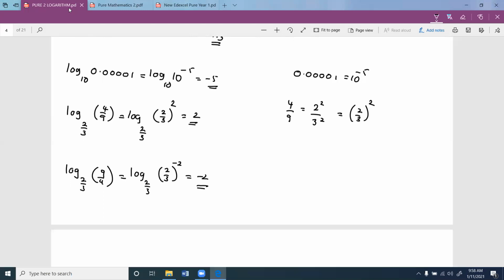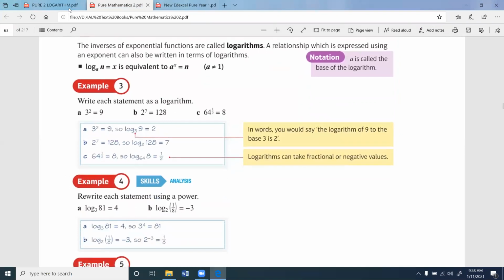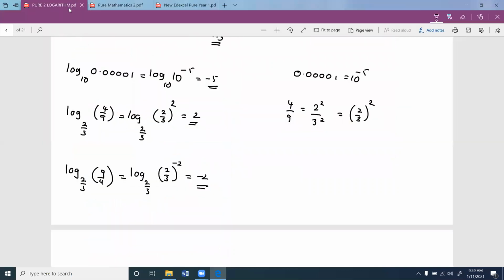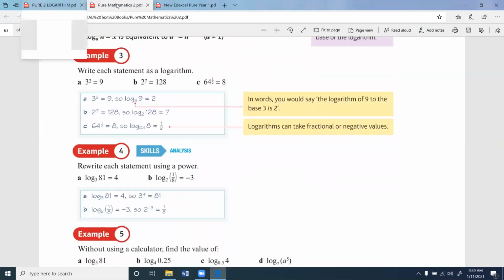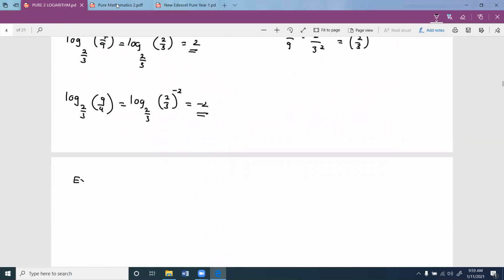Right. Okay. Now let's go ahead with the questions in this textbook and see what kind of questions they ask. Over here, write each statement as a logarithm. 3 to the power 2 is 9. You write it as a statement of a logarithm. I'm referring to example 3. Which you write as a logarithm. 3 to the power 2 is 9. Therefore, you can write the logarithm term: logarithm base 3 of 9 is equal to 2.